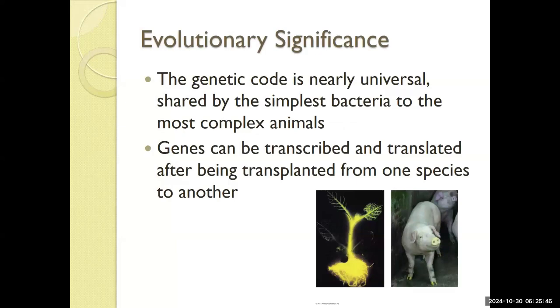The genetic code is nearly universal, shared by the simplest bacteria to the most complex animals. We know this because we can move genes from one animal to another, and it will still express. It can be inserted, and our current machinery can process that information. The diagram here shows bioluminescence from bacteria being placed in both a plant and an animal. Genes, nucleotides, they're just bits of information. It's where that information is expressed that makes all the difference.